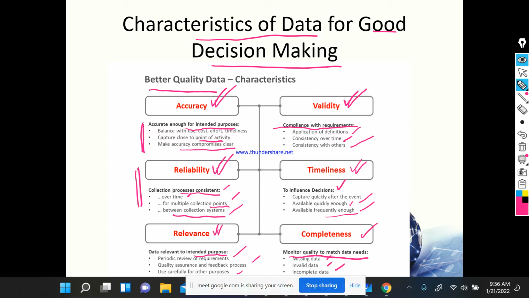So you understand that the characteristics of data are a very vital thing in the entire process of our life. Data is nothing but your water in life. You cannot live without water. You cannot live without data in good decision making. So these are the six very important characteristics: accuracy, validity, reliability, timeliness, relevance, and completeness.